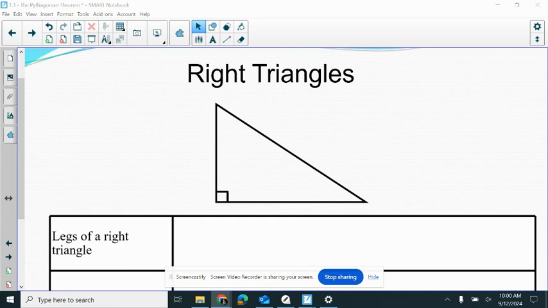This is Mr. Wright. Today we are going to be learning about special properties of right triangles. That includes the Pythagorean Theorem. So the first thing you have to know is how do we identify the different sides of a right triangle.